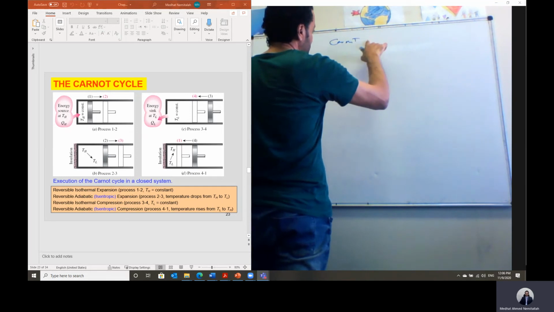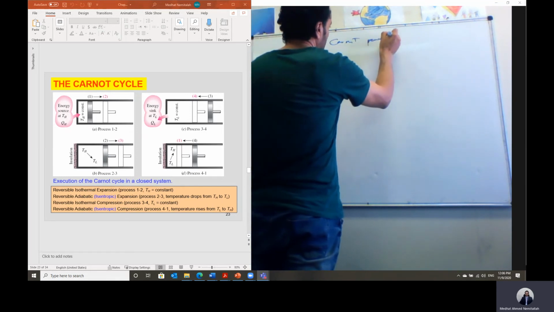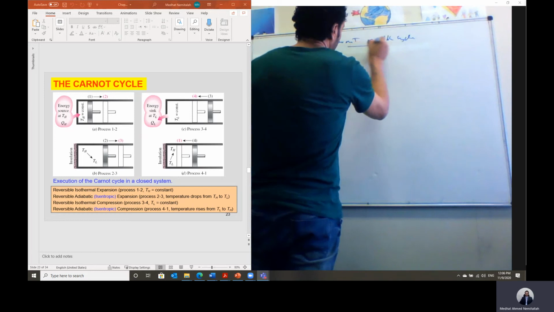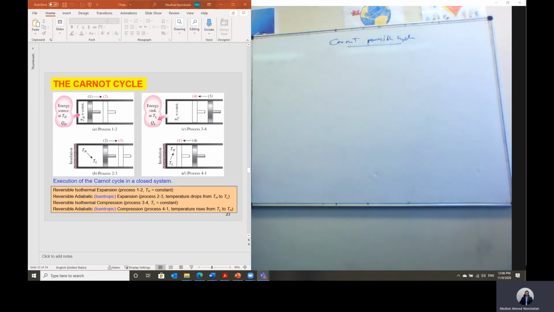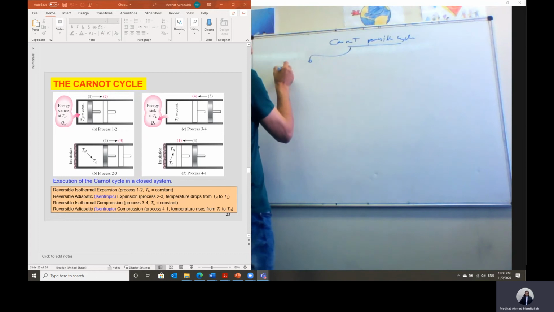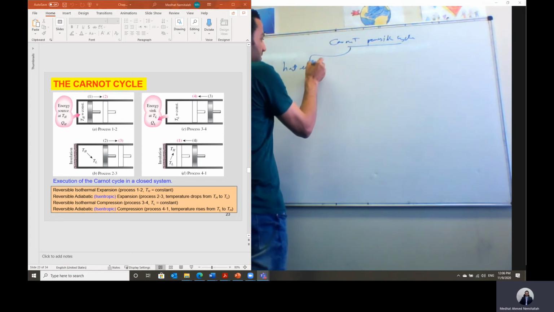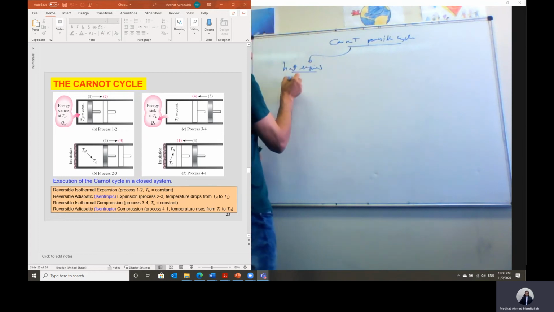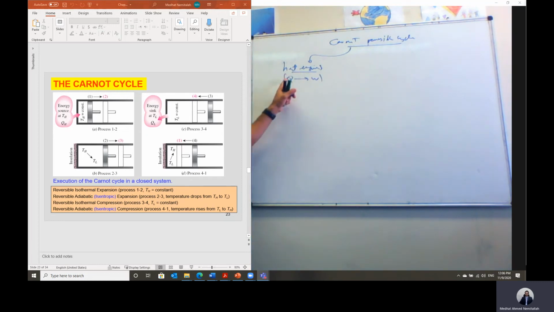So, the Carnot reversible cycle. In this cycle all processes are reversible. That means this cycle can be applied to the case of heat engines to convert the heat into work, and it should be working on a cycle as we said.